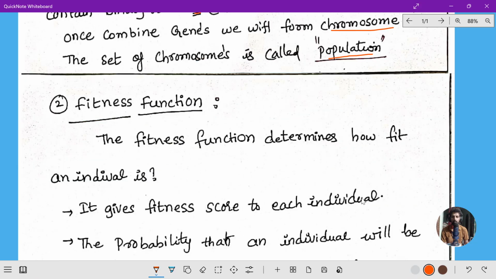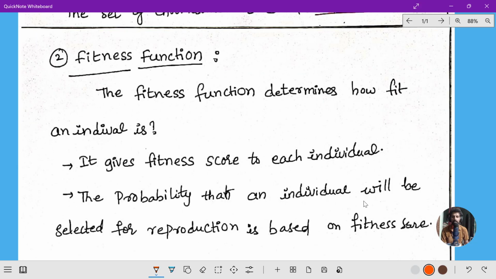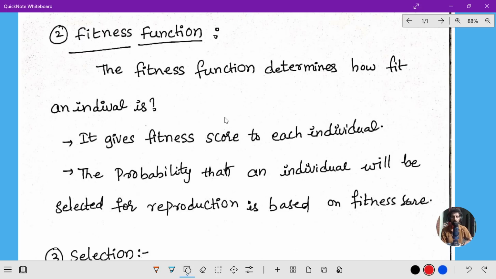Now the second one is the fitness function. So what is this fitness function? The fitness function determines how fit an individual is. So we are going to determine the individual's fitness. It gives a fitness score to each individual. So in the above diagram, it gives the score to A1, A2, A3, A4, A5. That is called an individual.